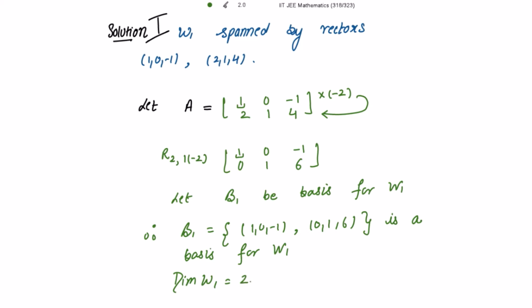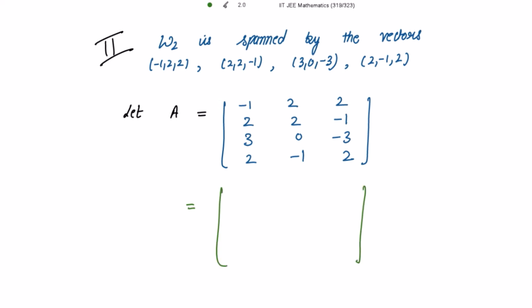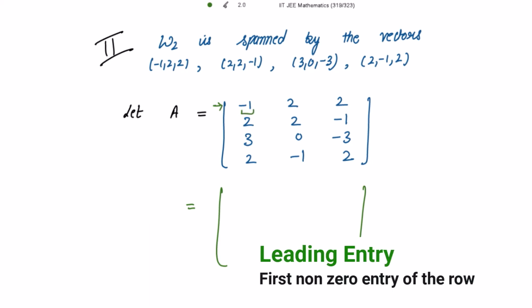Right? Let's move on to the second part to find the basis for W2. Now here W2 is spanned by these 4 vectors. So writing these vectors in a matrix form first. For finding the basis, first we need to get the matrix in echelon form. For that, we need to get the leading entry for the first row, right? This is your first row and I'm having minus 1 over here. What is the leading entry? It is the first non-zero element present in the row, right?